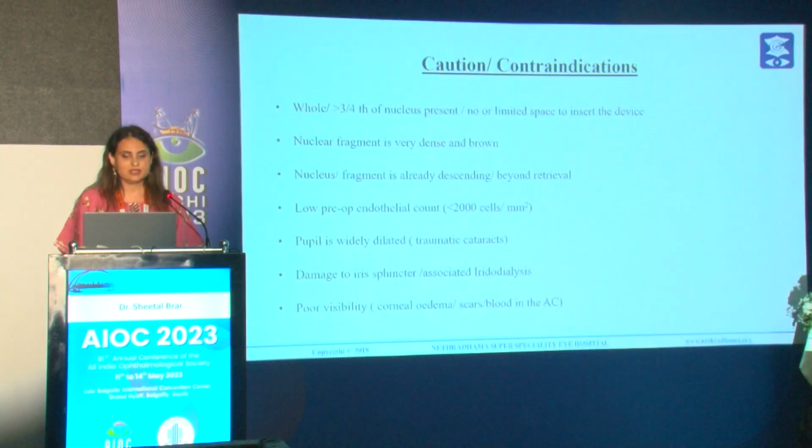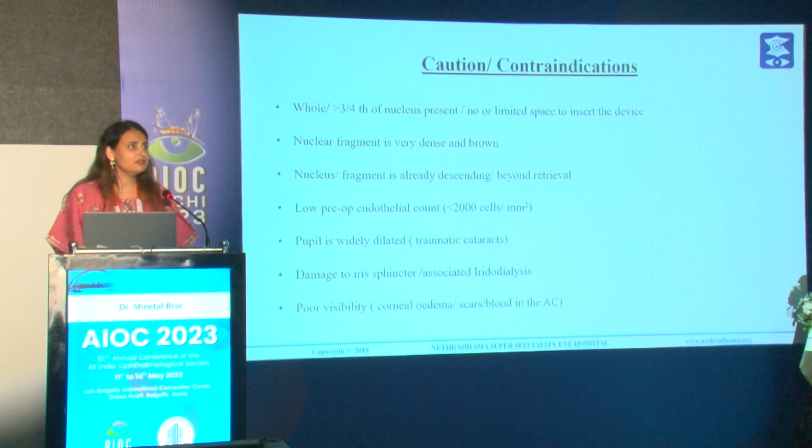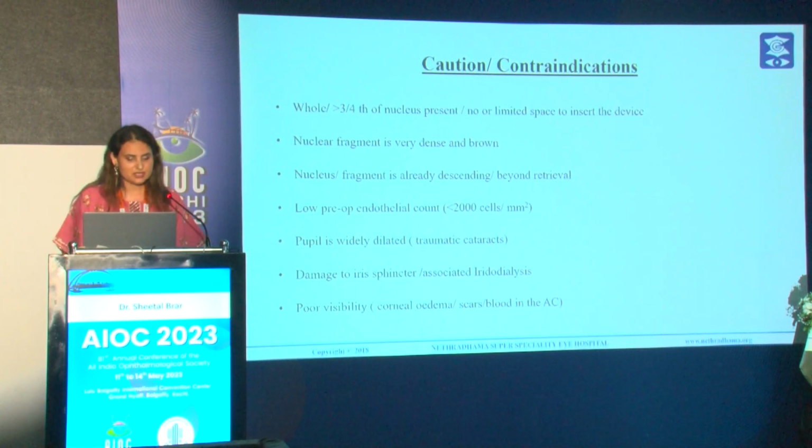inserting the device. Contraindications or caution: if more than 3/4 of the nucleus is present and there is no space available, then it may be difficult to insert it under the fragment or the nucleus. If the nuclear fragment is very dense, hard and brown, the endothelial count is less, or the pupil is very widely dilated, as sometimes you have those traumatic cataracts where the pupil is very widely dilated, there also it may not be a good idea to use this device. And if there is sphincter damage or associated iridodialysis, and if there is poor visibility.